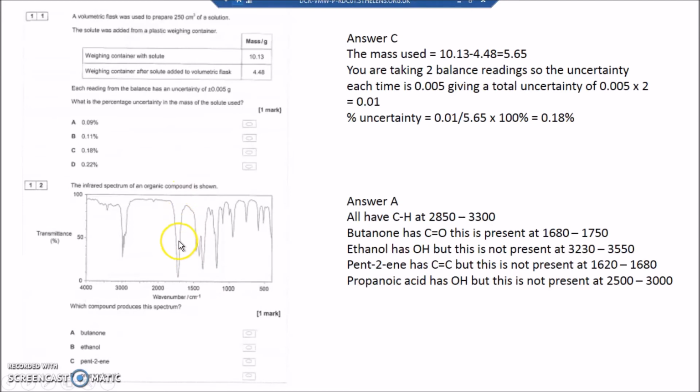Sometimes quite difficult to spot around about here, but we know it's not pent-2-ene anyway, because we've identified this carbon to oxygen double bond, which is a really strong absorption peak here at 1,680 to 1,750, and propanoic acid OH would be a broad, large absorption here around about 3,000, 2,500 to 3,000, so it's definitely butanone.